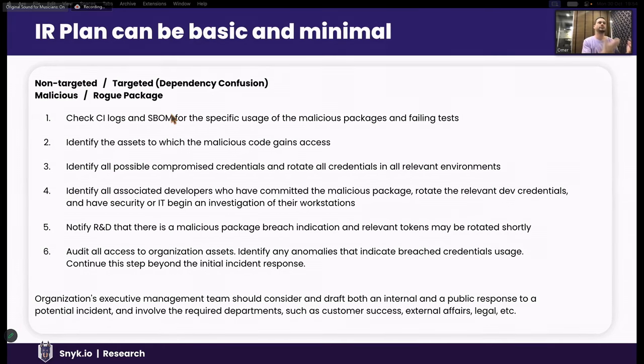So here is an example for checking CI logs for the specific usage of the malicious package. This is something that you want to know that you can do. Identify assets to which the malicious code gains access. Does that environment have access to the DB? Is it a test environment? Is it a production environment? What are the networking limitations of the CI, and so on, to understand which credentials I might need to rotate. Identify all possible compromised credentials and rotate credentials in relevant environments.